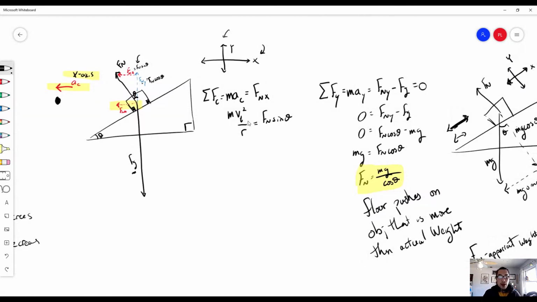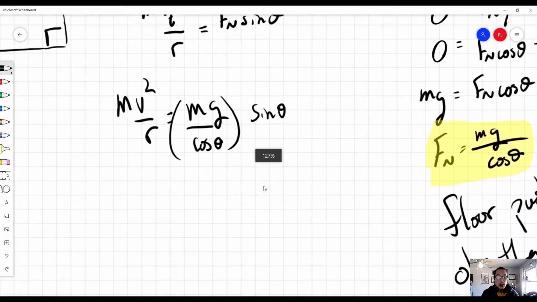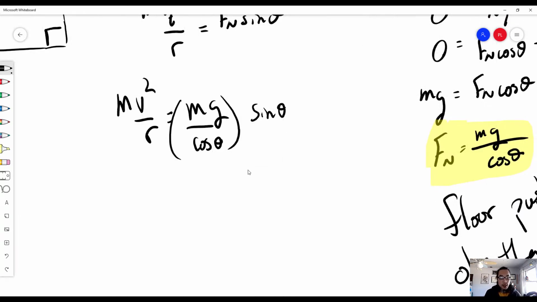So here we have mv squared divided by r is equal to F_N sine theta, and we just found what F_N is equal to. So I'm going to substitute this F_N into this original equation. We get mv squared divided by r is equal to mg cosine of theta times sine of theta. Now, if you are a trig whiz, you'll see that we have sine theta divided by cosine theta, and that simply gives us tangent of theta. So mv squared divided by r is equal to mg tangent of theta.